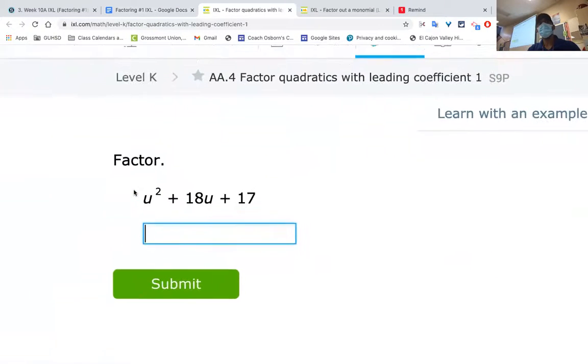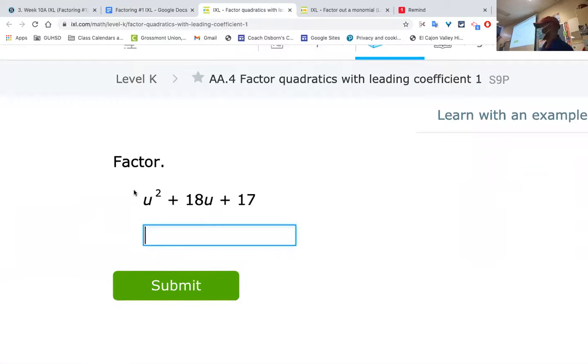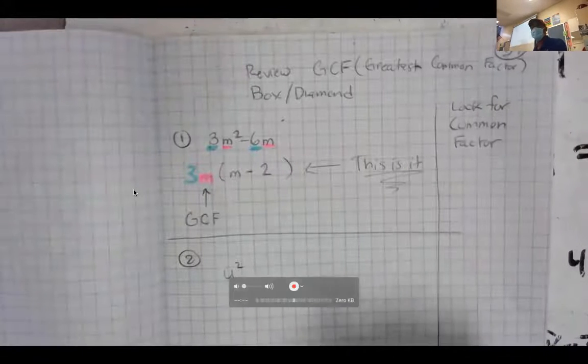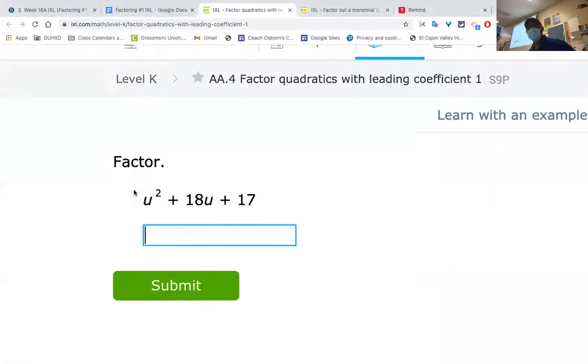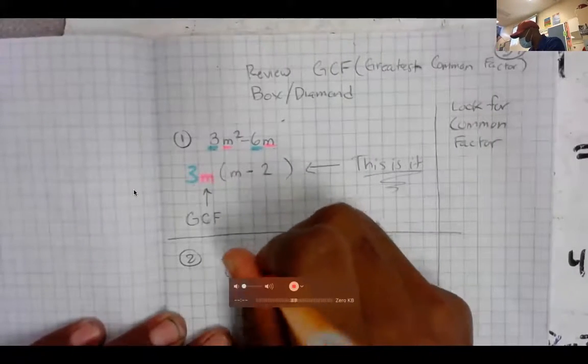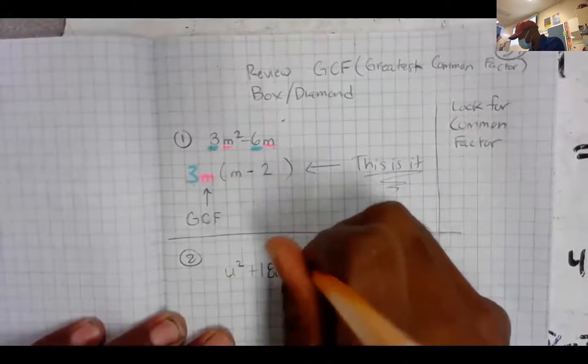is a trinomial, in other words, 3 terms, and you're factoring a quadratic. Remember, this is a quadratic because the first term has a square. So we have u squared plus 18u plus 17.